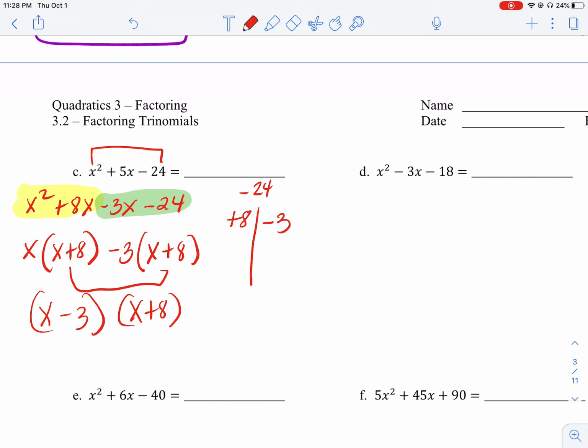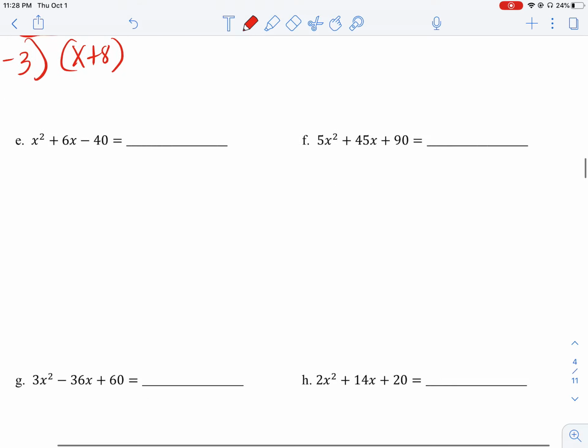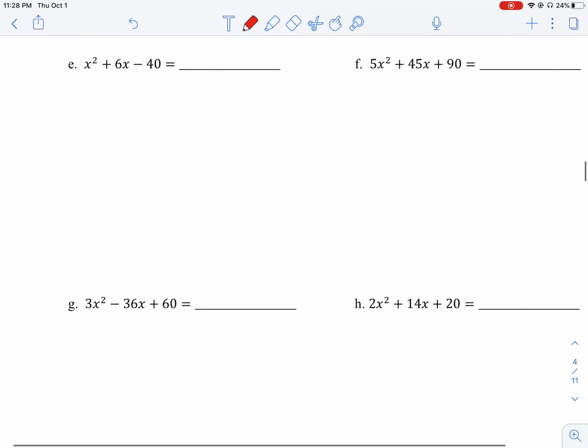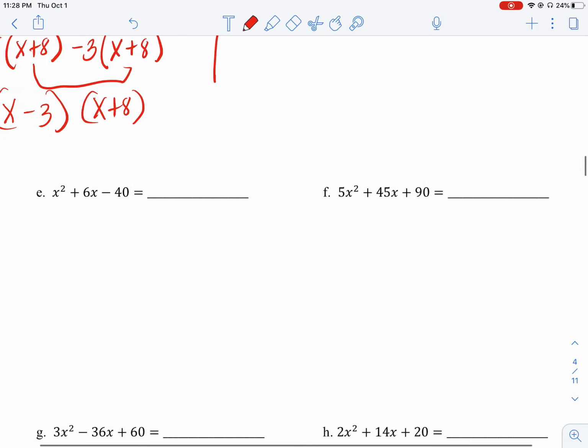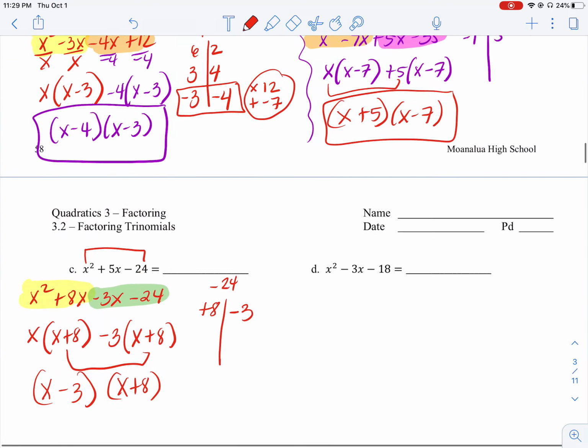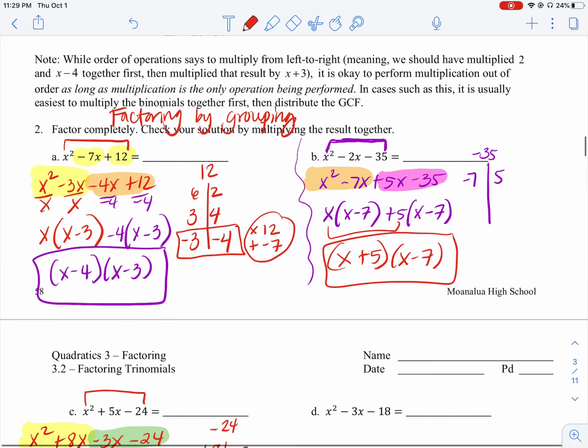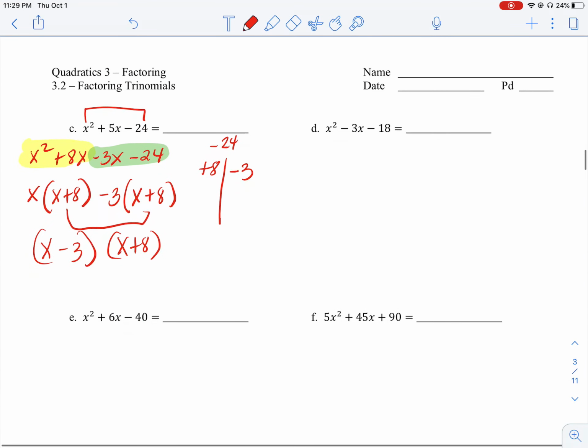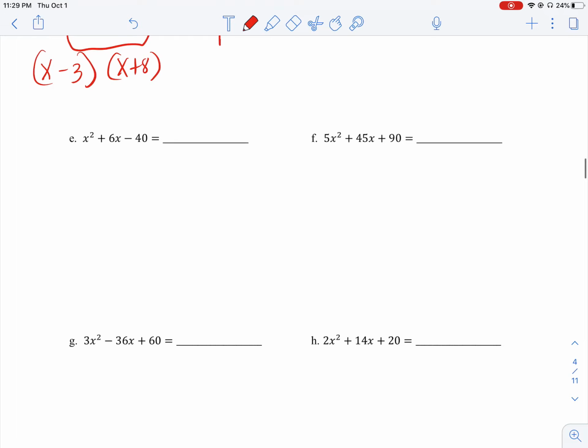Alrighty. Does that make sense? Okay, letter D is kind of the same. Let me do letter F for you guys. Okay, so we have 1, 2, 3 examples already. Let's do letter F because it looks like letter F is something different.